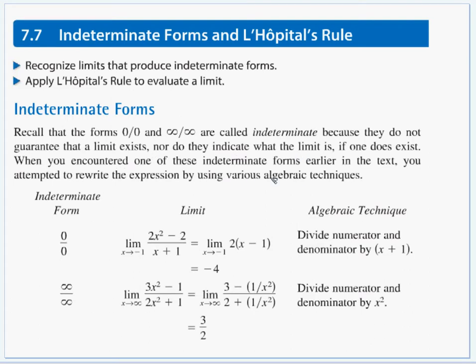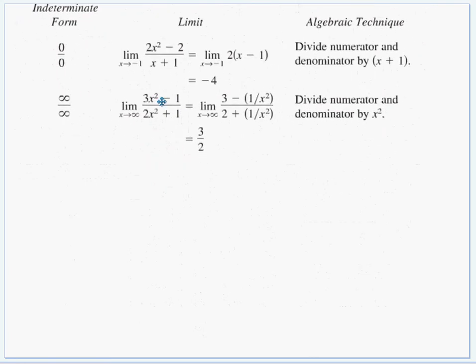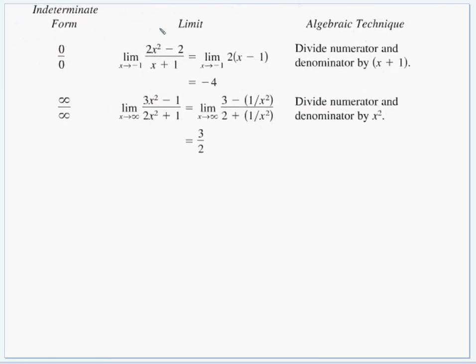When you encountered one of these indeterminate forms earlier in the text, you attempted to rewrite the expression with various algebraic techniques. Remember, before we figured out the shortcut, we would divide the numerator and denominator by the highest quantity or highest power in the denominator, or here we just did a little long division, and we would try to get it down so we could just do direct sub and then figure out the limit.